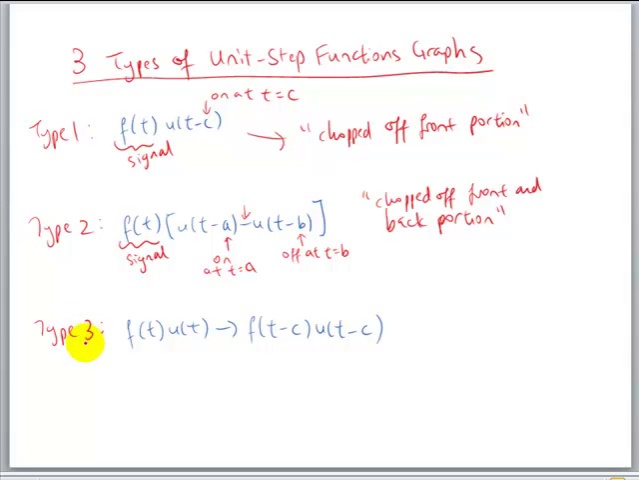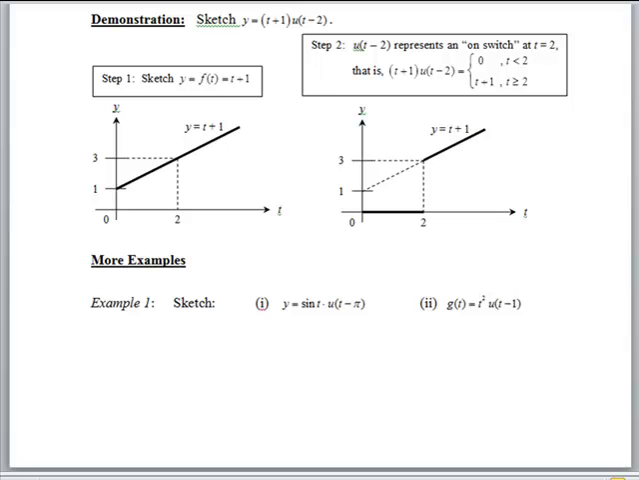The last type of graph are those that have been shifted. To recognize them, usually you will find that the function input looks the same. So you can tell that they both have been shifted by c. So let's look at examples in your lecture notes and fill them in.